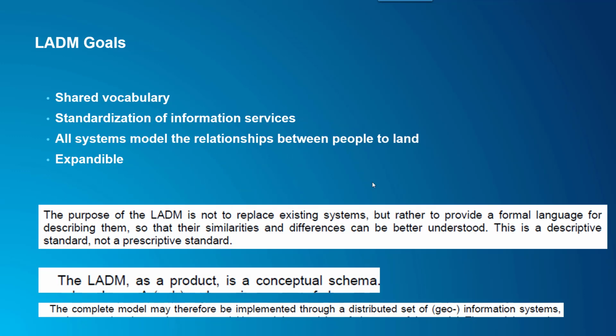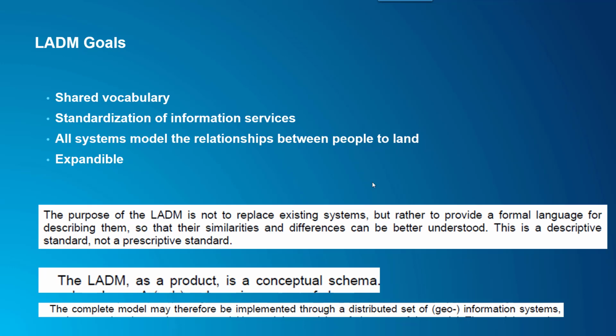You can read the standard yourselves, but of course, one goal is to share the vocabulary between different countries, and standardization of information services. It also says that if you look at a high level, at a glance, all systems out there in the world always model the relationships between people and land. The standard is extendable. You can basically make it your own. You can add additional fields and so on.